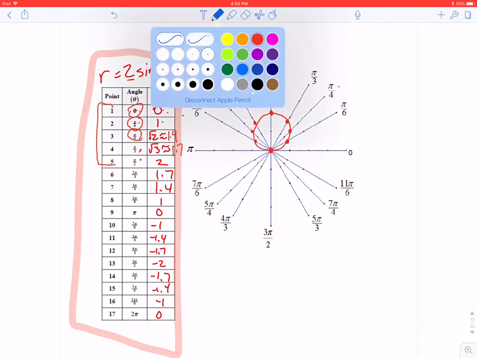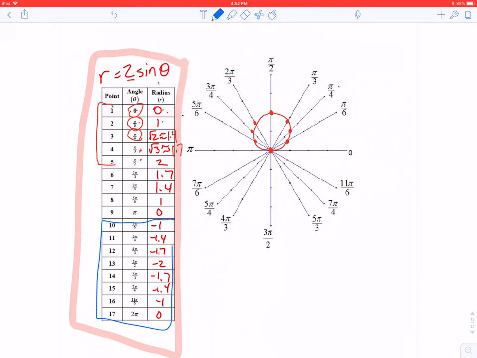Then we switch colors because once we get past pi, we have negatives. When we go to 7 pi over 6, r is negative 1, which means we go the opposite direction and land right back where we started. We go to 5 pi over 4, but r is negative 1.4, which means we go 1.4 in the opposite direction. Go slowly through these. You'll find yourself overlapping all your points. Connect them in the order they get plotted, and you get a circle with a radius of 1.